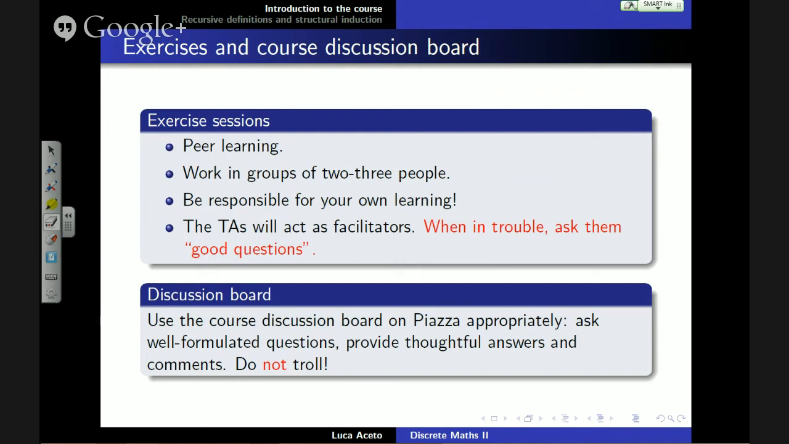And second, you get the assistance of the TAs. Why? Because the home assignments are there to help you learn the material. They don't weigh very much, but they prepare you for the exam. Are you happy with this, or are there any complaints?